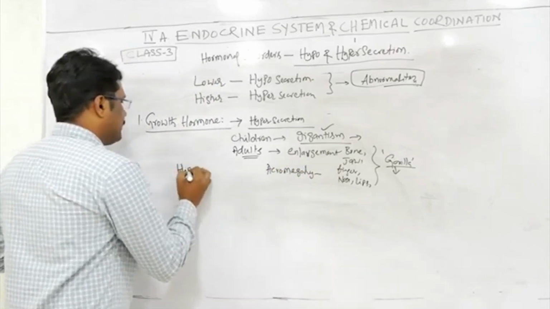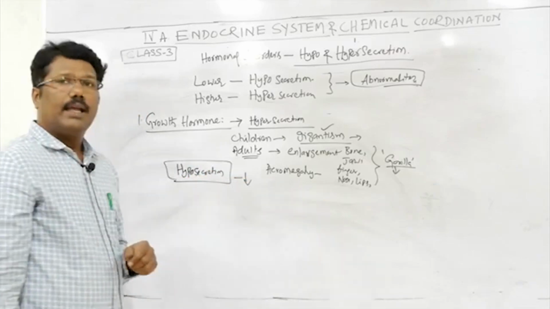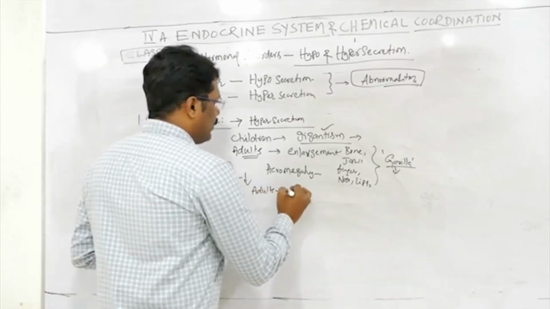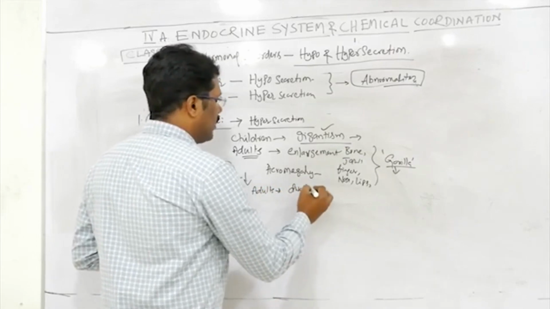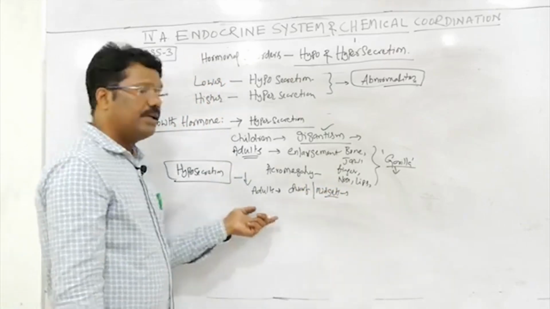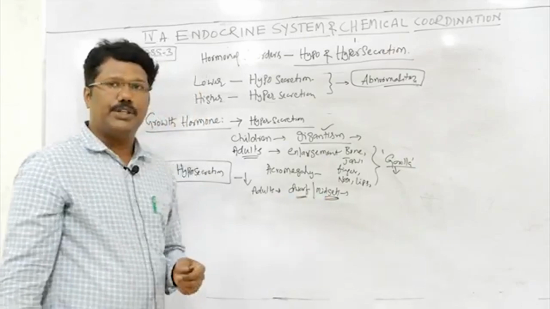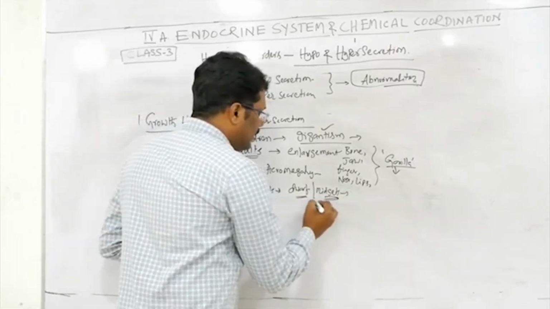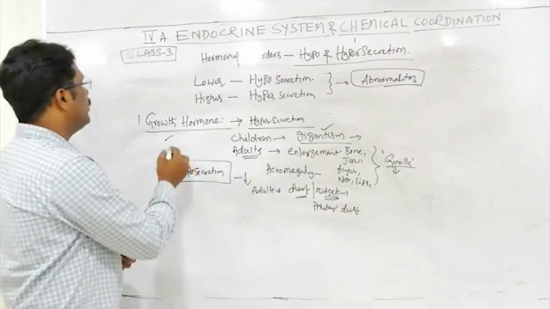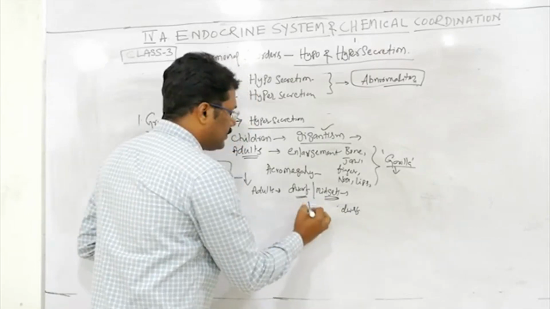If the hyposecretion, that means if it is secreted in lower amounts, it leads to dwarfism, or they are called dwarfs or midgets. That means they show stunted growth, even though their age is higher, but their growth is very little. So they are called dwarfs or short people, or midgets. But remember, these are called pituitary dwarfs because the growth hormone is produced from the pituitary gland.